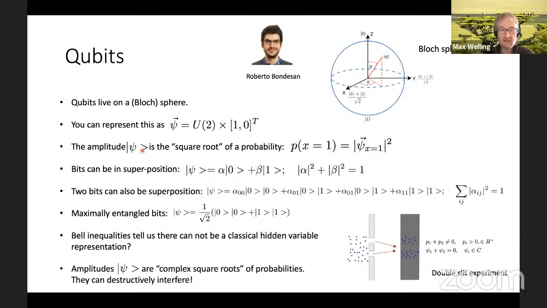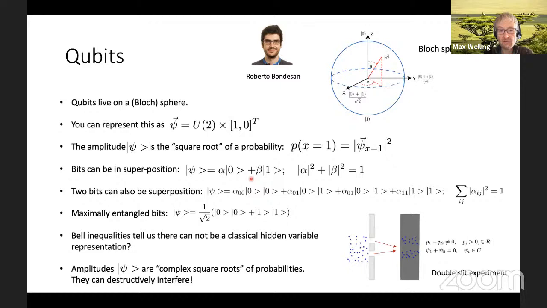And it's important to realize that that's not actually the probability. The probability is the square of this amplitude. So the probability that a bit takes on value 1 after a measurement is given by the square of this amplitude. Now, these amplitudes are complex, so you have to take absolute values. And due to the fact they are complex, they can cancel each other, which is an interesting phenomenon in quantum mechanics. Now, bits can be in superposition.